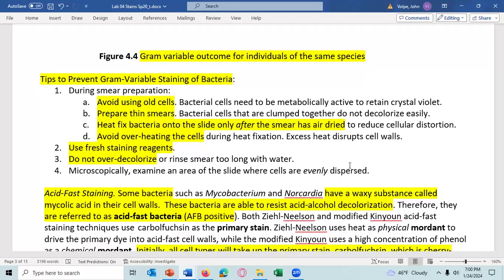Heat fix the bacteria on the slide only after the smear is air dried. If you do it before the slide is air dried, you will cause vapor in the cells and on the slide to evaporate, and that will cause holes in the cell wall, and that will lead to the stain not staining correctly, meaning the gram stain not staining correctly. You should also avoid overheat fixing the cells during the heat fixation step.